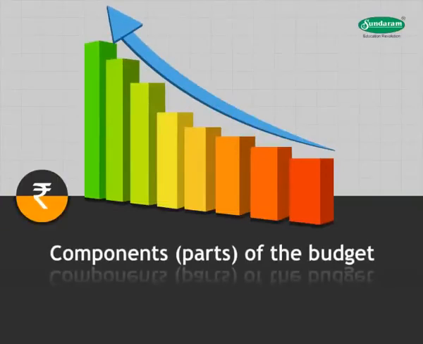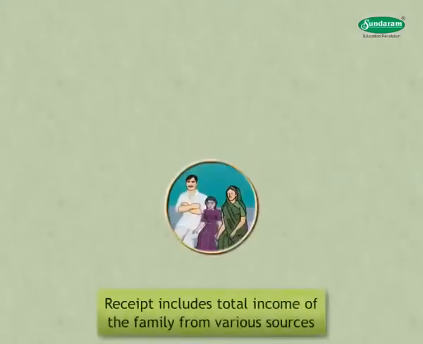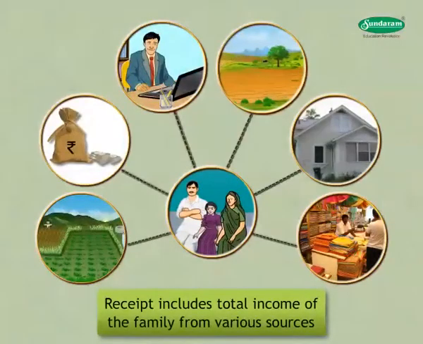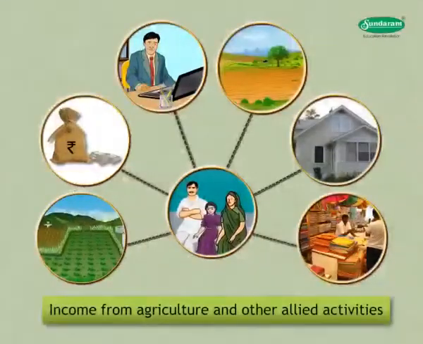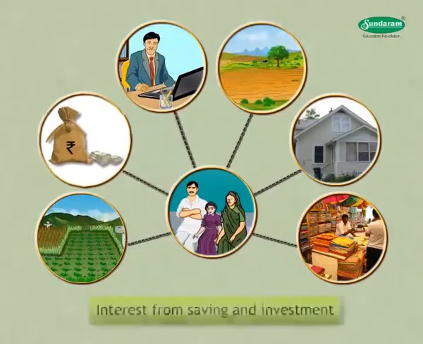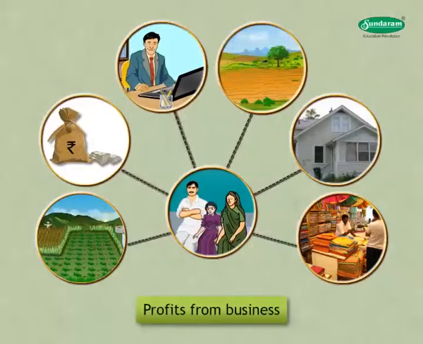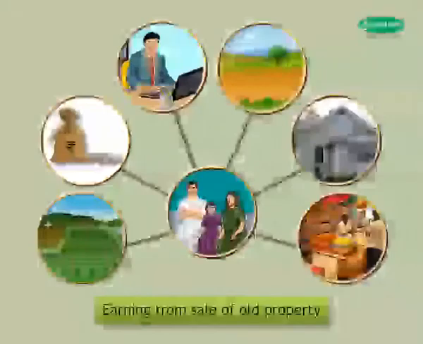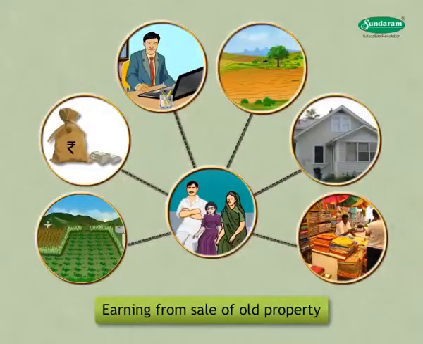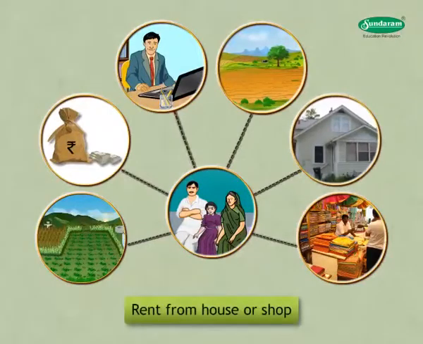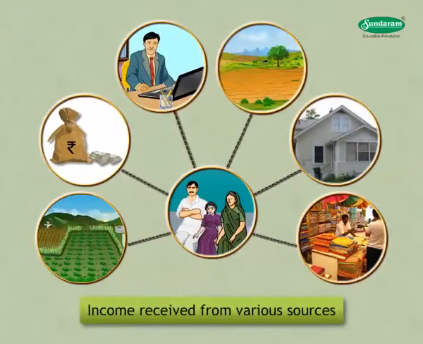Components or parts of the budget. A. Receipt. Receipt includes total income of the family from various sources like income from agriculture and allied activities, interest from saving and investment, profits from business, earning from sale of old property, rent from house or shop, income received from various sources, etc.